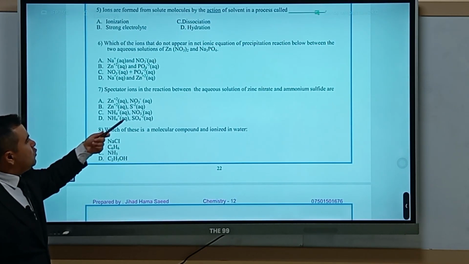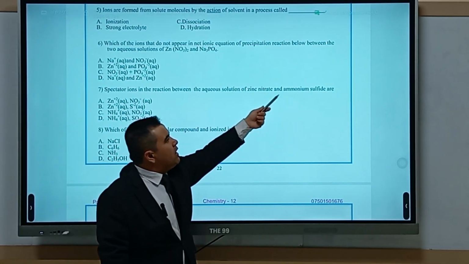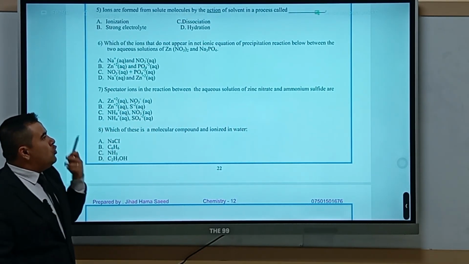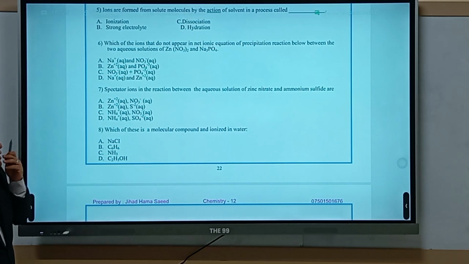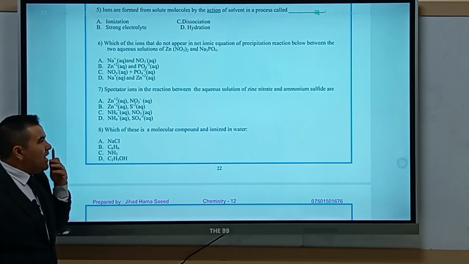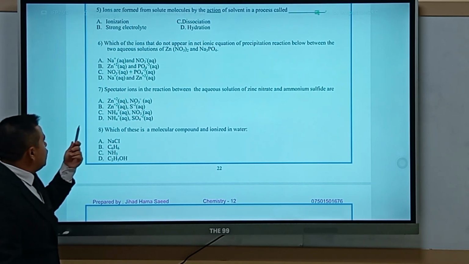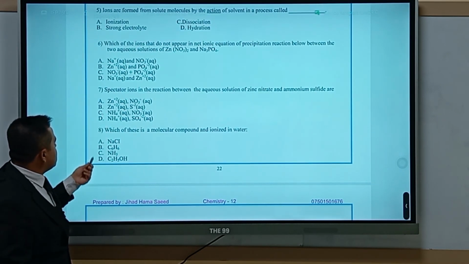What are the spectator ions in the reaction between aqueous solutions of zinc nitrate and ammonium sulfide? They will form zinc sulfide and ammonium nitrate. The ammonium and nitrate become the spectators. Ammonium and nitrate, so C is the correct answer.